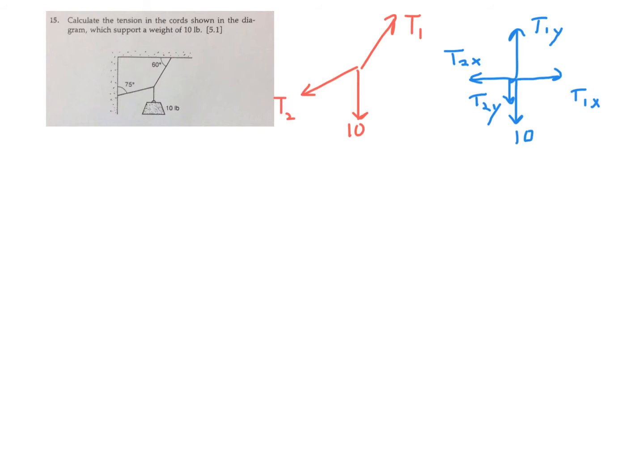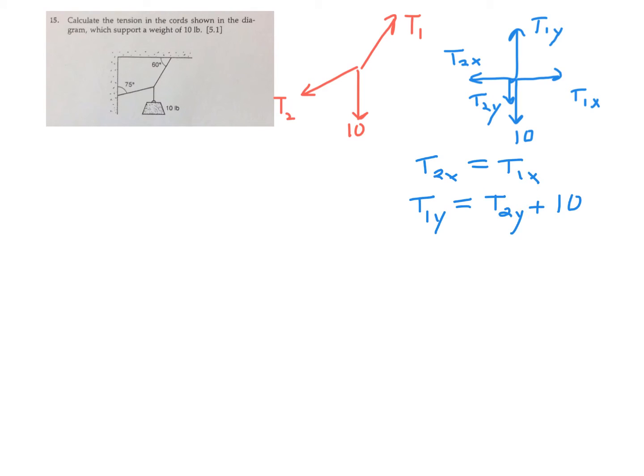So here's how the algebra starts to fall out here. Let me write this down. For equilibrium, I need T sub 2x equal to T sub 1x. And I need to have T sub 1y equal to the sum of T sub 2y plus 10. So there's going to be a lot going on here we have to keep track of.